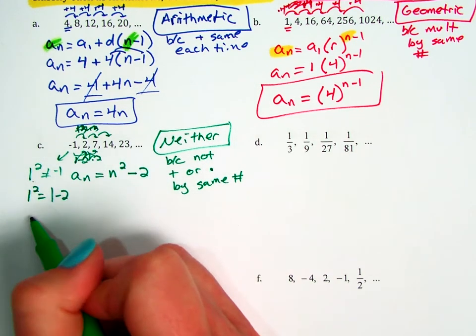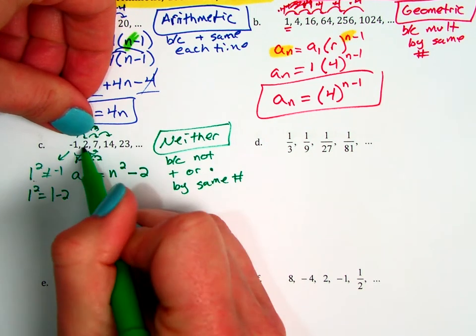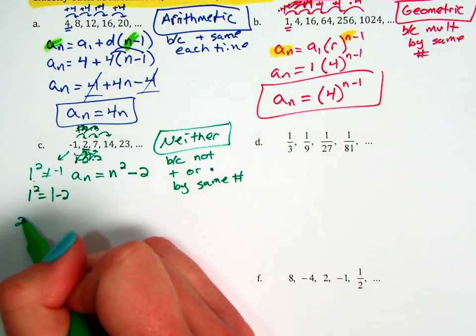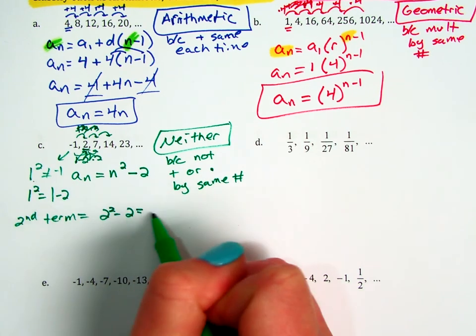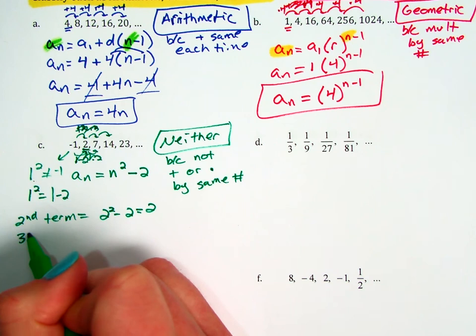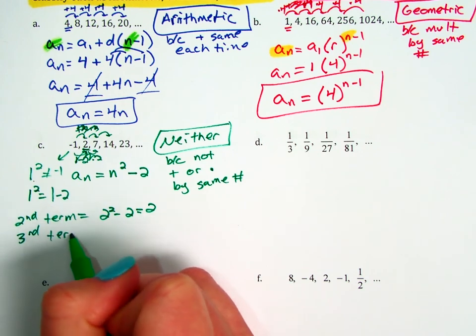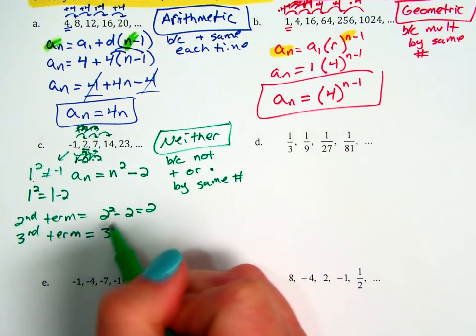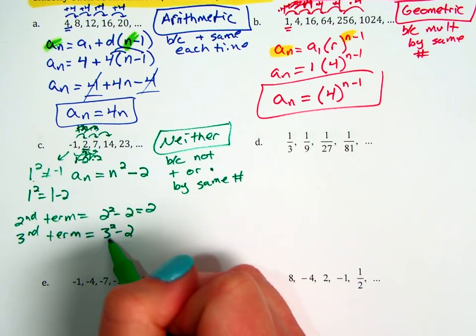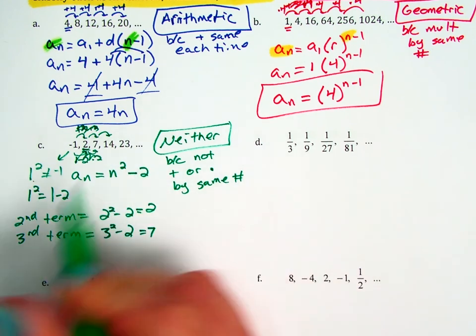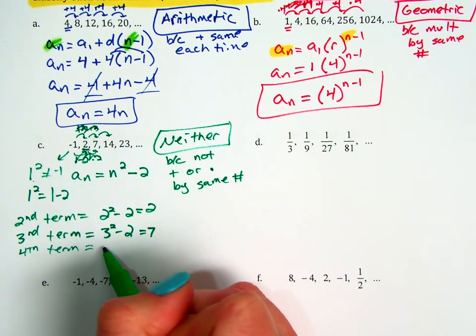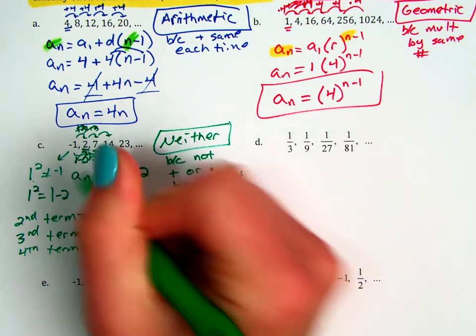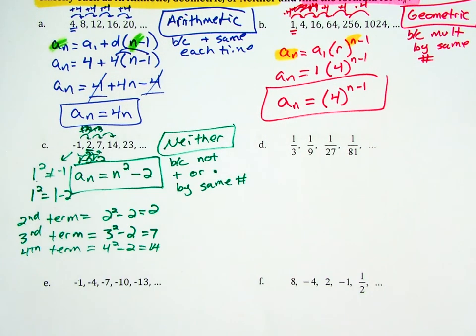So my guess is we're going to have to subtract 2, but we should check to see if it'll work. So let's look at my second term. I would get that by doing 2 squared minus 2. 2 squared is 4, minus 2 would be 2, so that works. I'd also check my third term. Well, third term would come from taking 3 squared and then subtracting 2. 3 squared is 9. 9 minus 2 is 7, so that works. And let's even check our fourth term, which would be 4 squared minus 2. 4 squared is 16. 16 minus 2 is 14, so that does work. So then this is my formula.